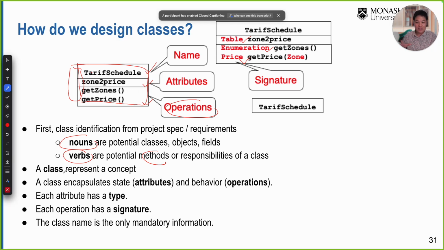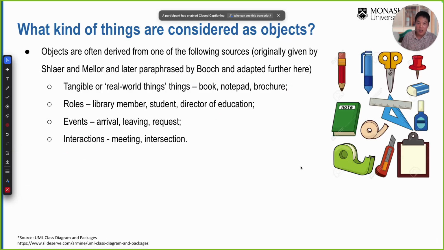A class normally represents a concept, just a concept, not the real thing. There is a difference between the class and the object. Class is the concept, the abstraction, the template. The object is the real thing. Then we'll talk about the attribute and the operation later, and the inheritance, that kind of thing.